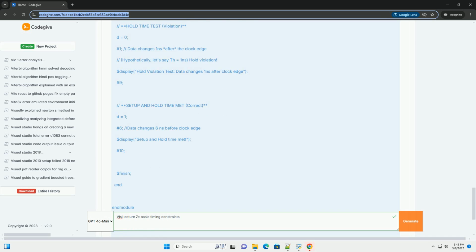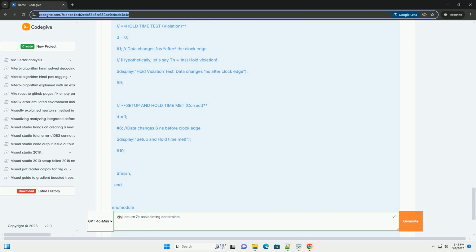3. Setup time violation test. D = 1 sets the data to 1. #4 waits 4 ns. This means the data changes 4 ns before the clock edge. The comment "hypothetically, let's say Tsu = 1 ns" indicates a hypothetical setup time requirement of 1 ns for the flip-flop. Since the data changes only 4 ns before the clock edge, and the setup time requirement is 1 ns, this is a setup violation. The flip-flop might not capture the data correctly.